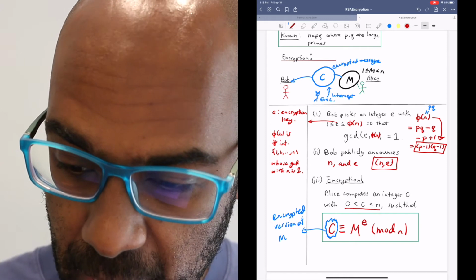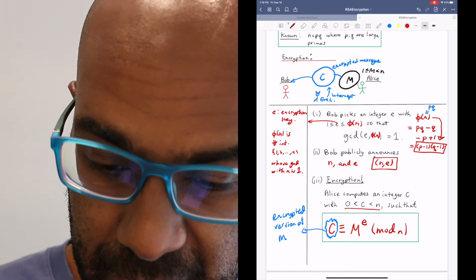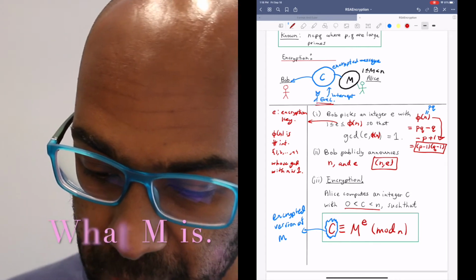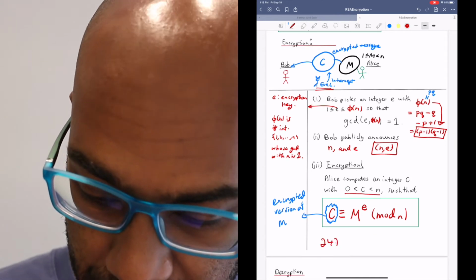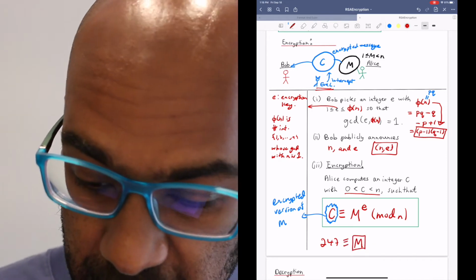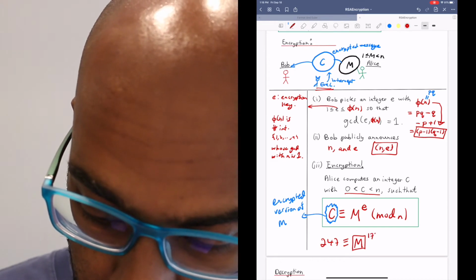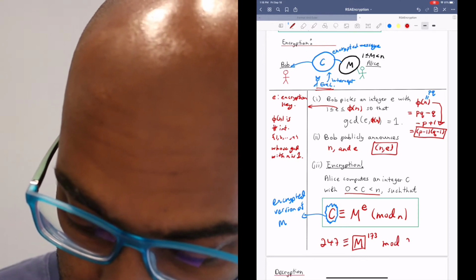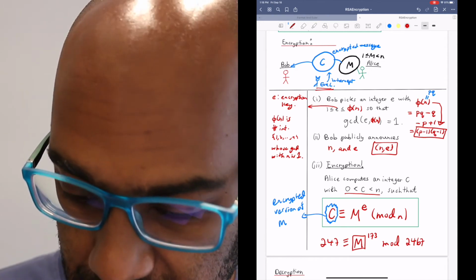Okay, so some comments. Why isn't it the case that an adversary like Eve can take C and somehow manipulate it to find out what M is? Right, so imagine C was something like 247. Okay, and you're wondering what M is. E is public information, so E might be something like 173, and n is also public information, so n might be like 2467. Right? And the question is, why can't you figure something like this out?